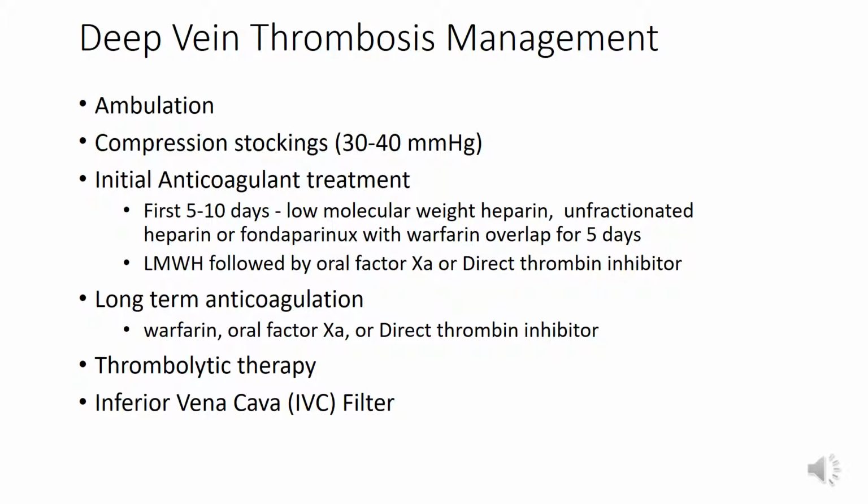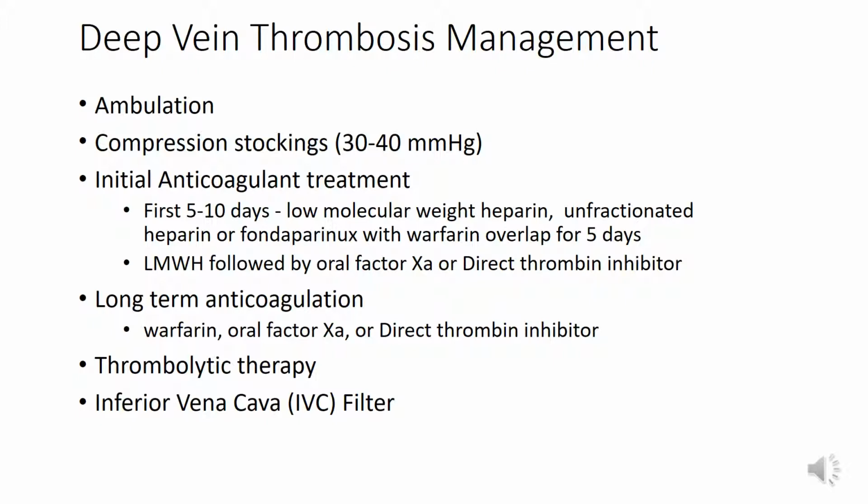For the initial anticoagulant treatment, for the first 5 to 10 days, they would receive a low molecular weight heparin, unfractionated heparin, or fondaparinux with warfarin overlap for 5 days. You're trying to get that INR therapeutic to 2 to 3 before you take them off the heparins. Low molecular weight heparin can also be given and then followed by oral factor 10A or a direct thrombin inhibitor. You wouldn't give them together.